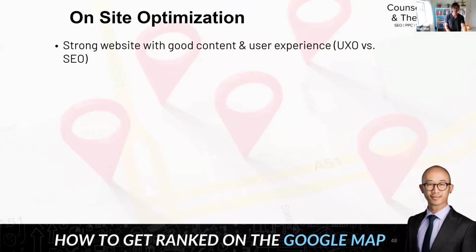On-site optimization, I just love saying that on-site optimization is a fancy way of saying the right keywords in the right places. You've got to have a strong website with good content and good user experience. Good content is a lot easier to do these days, especially with ChatGPT. Get some of those AIs to help you, but you want to work with it. You don't want to just let it run on itself. You want to feed into it and go back and forth, and that'll help you get really good content.